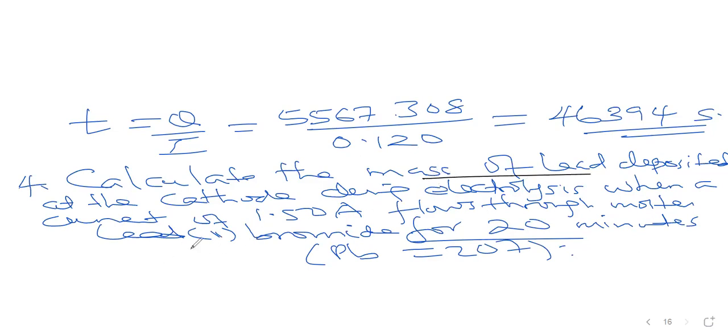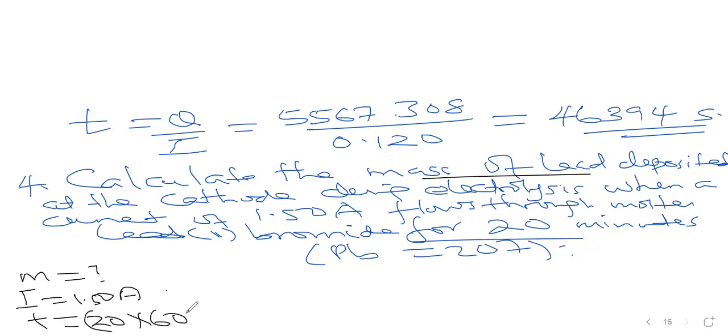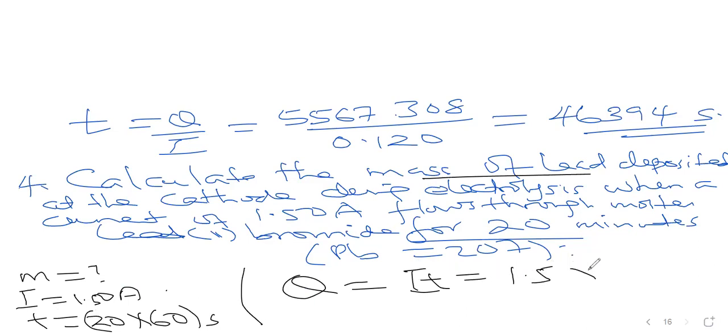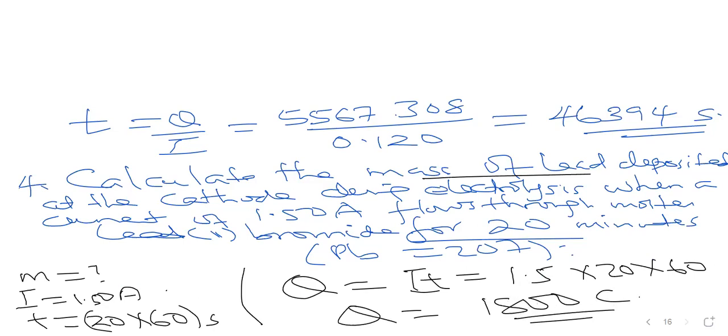What do we have? They want the mass of lead deposited. We don't have that. The current is 1.50 amperes. The time is 20 minutes. Convert the minutes to seconds, multiply it by 60, because here we deal with time in seconds. So we already have the current and time. That means we can get the charge, which is IT, and that is 1.5 times 20 times 60. The answer here is 1800 coulombs. That's the quantity of charge. So now, which mass is deposited by this quantity of charge? That's what the question wants us to get.